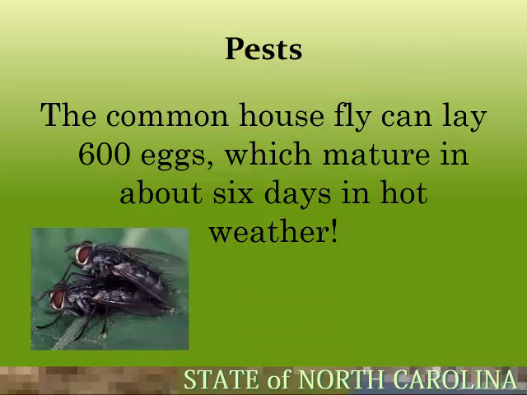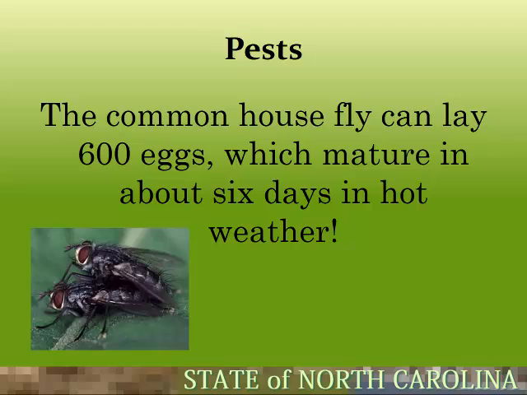The common housefly can lay over 600 eggs, which mature in about 6 days in hot weather. And think about this. You've got a male and female fly flying around in your house, driving you crazy. They're going to lay these 600 eggs. They're going to mature. So that means they're going to hatch. They're going to be grown adults in about 6 days when it's really, really hot.